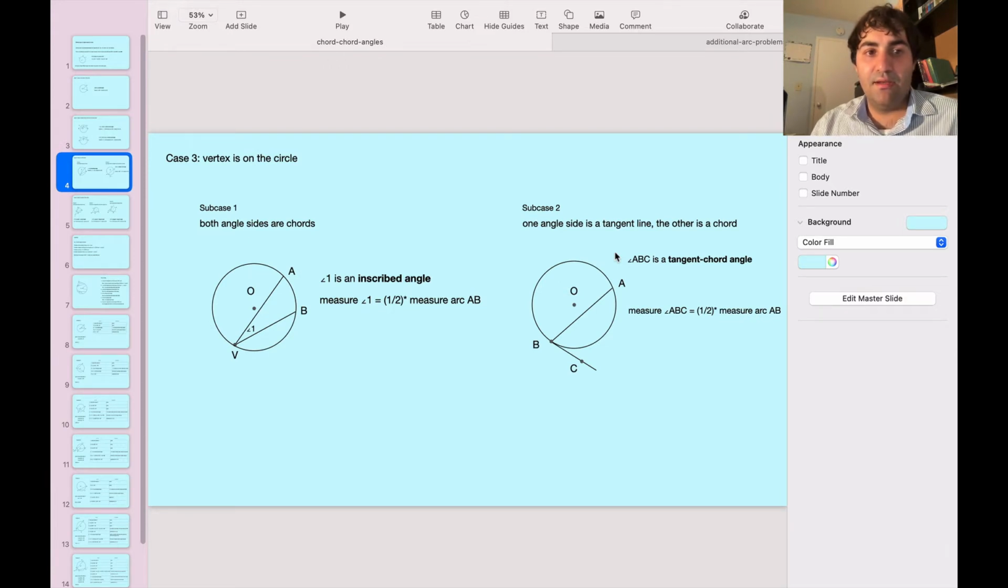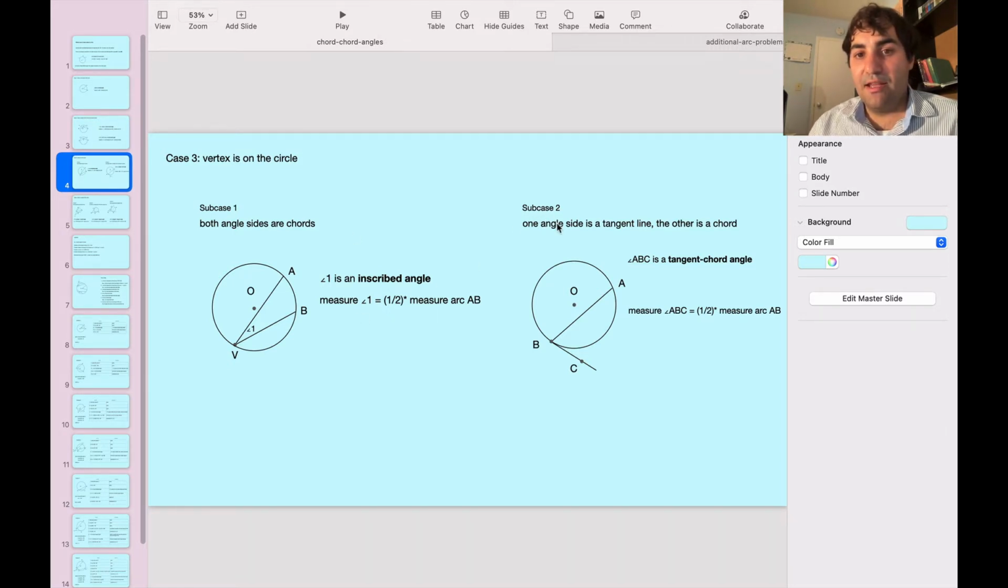Case 3: we can break this up into two subcases. The first subcase is where both angle sides are chords. Angle 1 is an inscribed angle, because the vertex is on the circle and the sides are chords of the circle. The measure of angle 1 is equal to 1/2 times the measure of arc AB. This is probably the most important angle out of all the angles we're studying here, so be sure to memorize this formula.